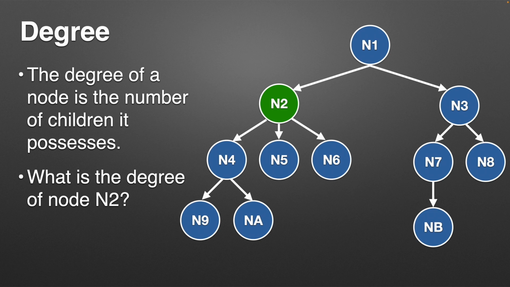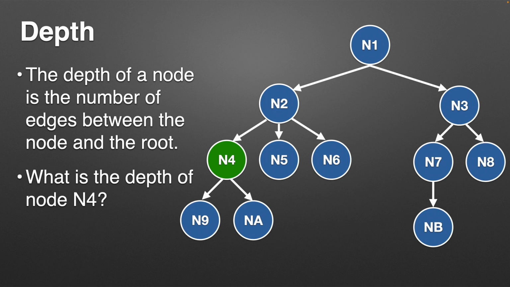Okay, so degree, if you remember, is the number of children that the node possesses. So what's the degree of N2? 3, yes. It has children N4, N5, and N6. It's important to remember it is only the direct children that are connected to this node. We don't keep going any further in this case. All right, how about N8? No children. So it's a leaf. It's just out here. Nothing below it.